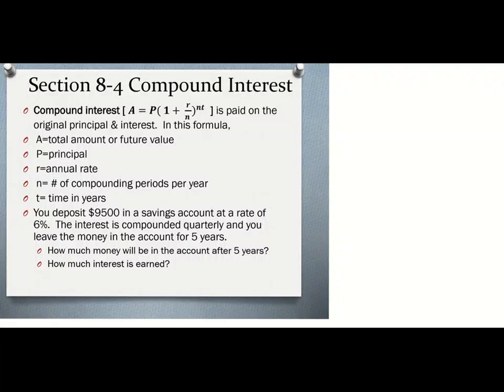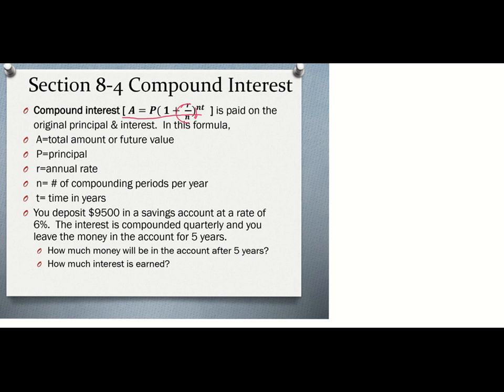So these are the guided notes for section 8.4, compound interest for the financial chapter for Math 102. And here your compound interest formula is going to be A, or the future value, is equal to the principal times 1 plus the rate divided by the number of times compounded, raised to the nt power.